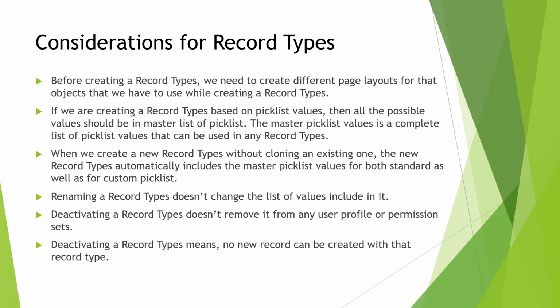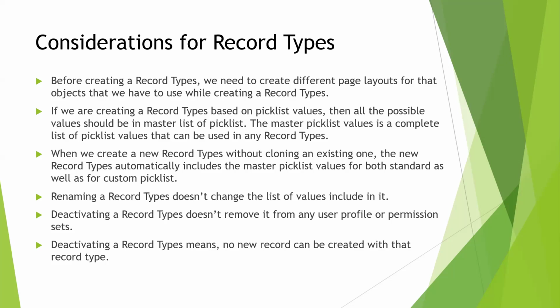So the next point is, renaming a record type does not change the list of the values included in it. Suppose in the future I have a programming book record type and I want to rename it to technical book. If I rename my record type, then the values I have chosen in the pick list value do not get affected, right?